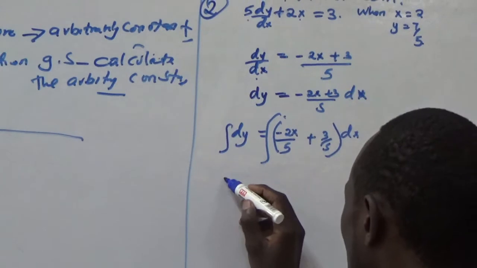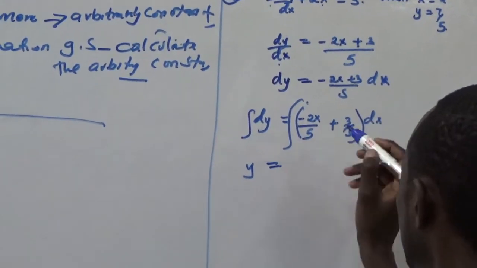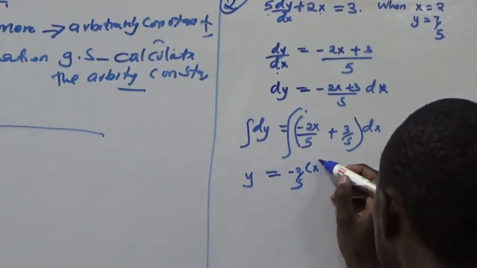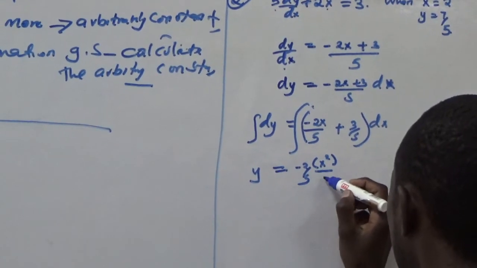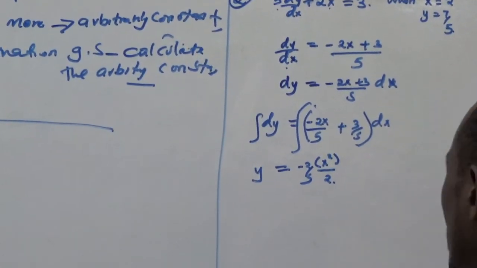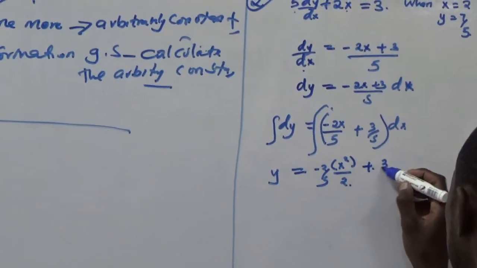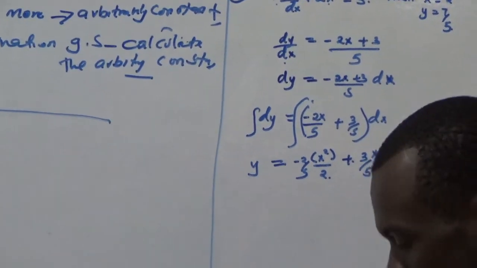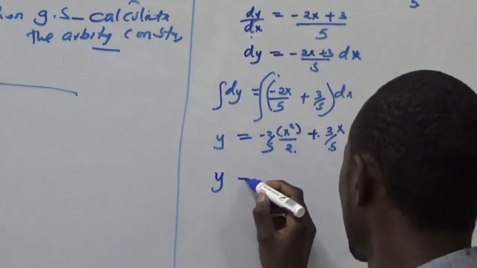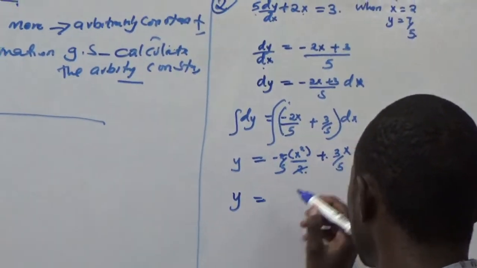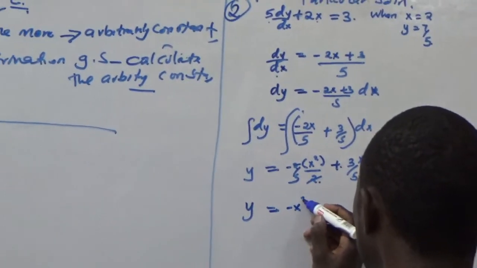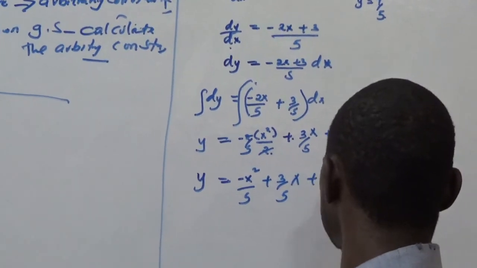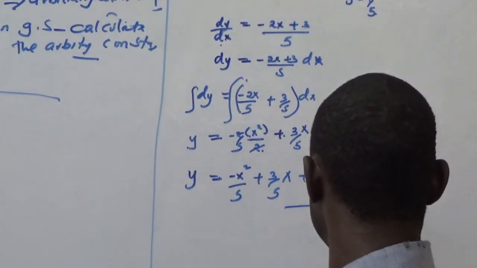So integrate this, get y equals to, this one will get minus of 2 over 5, then this one will be x squared over 2, and then plus, this one is 3x, 3 over 5 x, and then you add a constant c. Then we write y equals to, so these two will cancel, so we now have minus x squared over 5, then plus 3 over 5 x plus c. So this is our general solution.